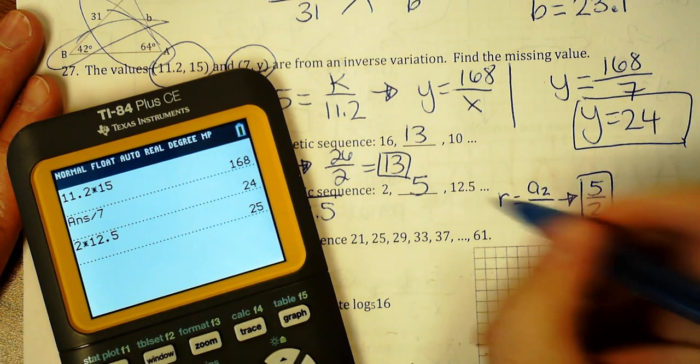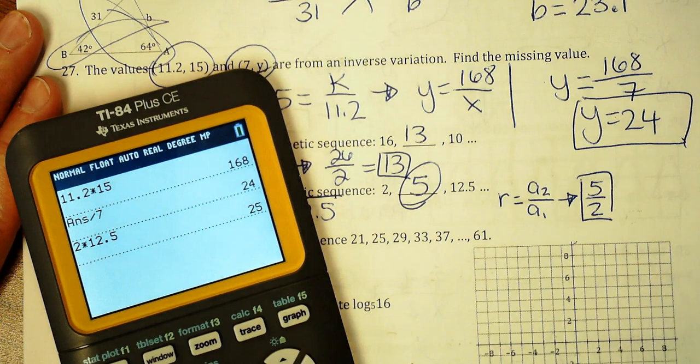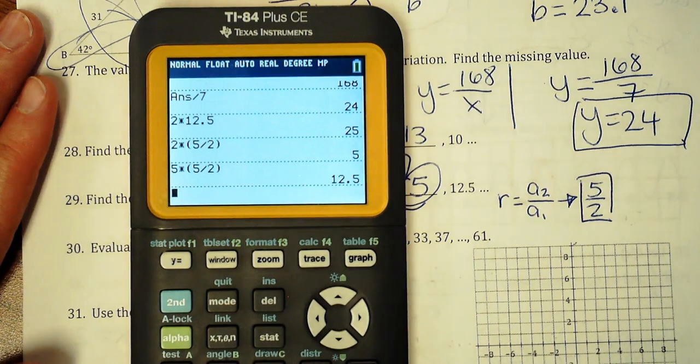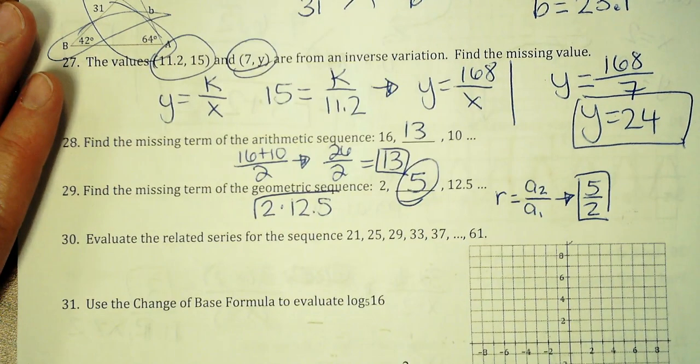I know they're not asking this. The question's asking for the 5, but just to show you how to do this. So if I do 2 times 5 over 2, and then if I do 5 times 5 over 2, that should give me that 12.5. So I'm just checking my work there.